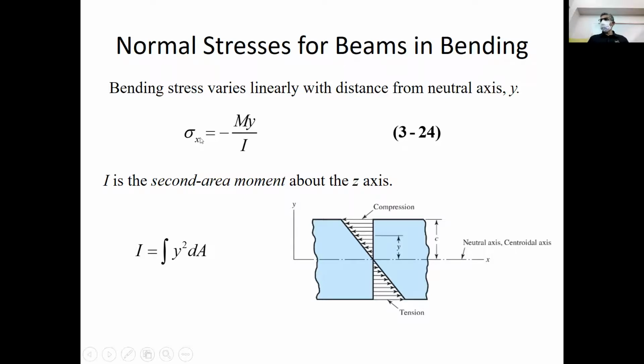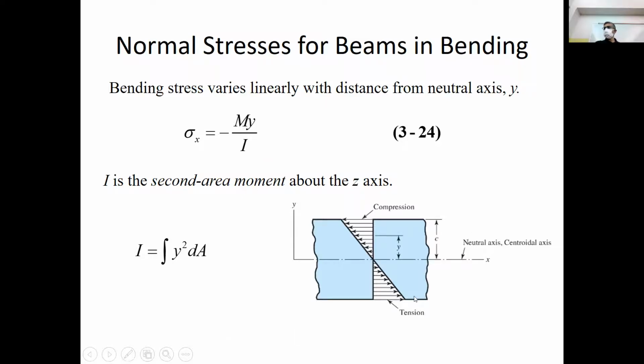Yes, I understand that the stress is linearly proportional. So I have this distance y. As you go further away from the neutral axis, y is measured from the neutral axis. And you learned about neutral axis in statics. When we find the centroid, then we say the neutral axis goes through the centroid, or the neutral surface. And then the distance y is measured from the neutral axis in the y direction.